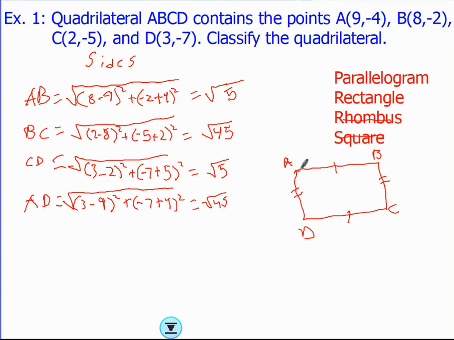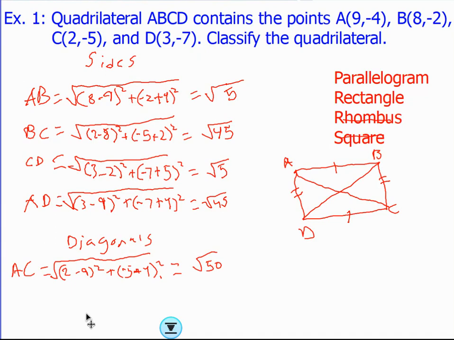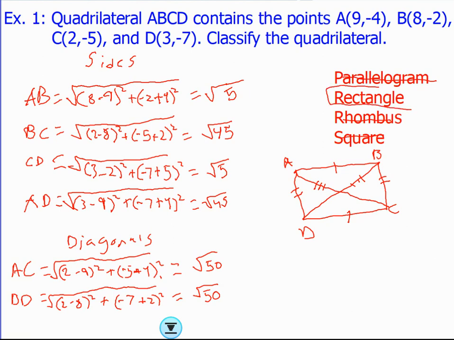Now I need to look at my diagonals, AC and BD. If my diagonals are congruent, it's a rectangle. If they're not congruent, it's a parallelogram. For AC, I go 2 minus 9 squared plus negative 5 plus 4 squared. I skipped a lot of work, but it ends up being square root of 50. And then BD is also square root of 50. So my diagonals are congruent, and since my diagonals are congruent, this is not a parallelogram, it is a rectangle.